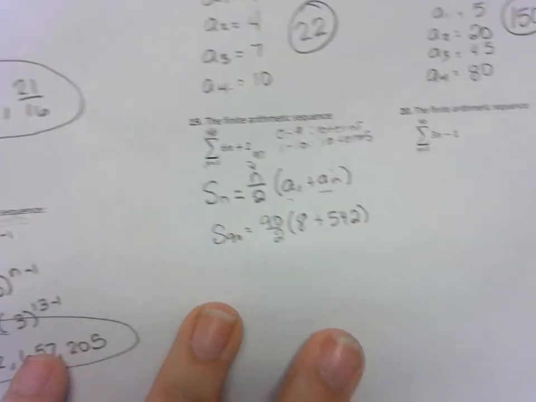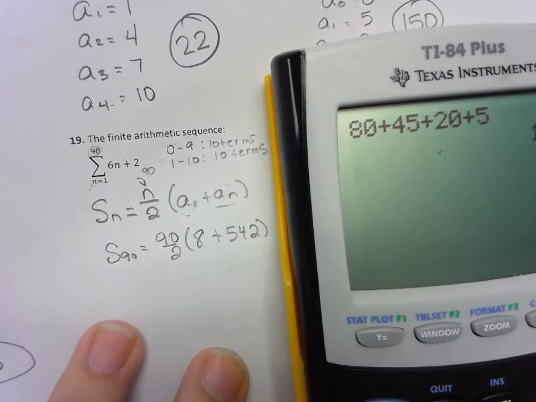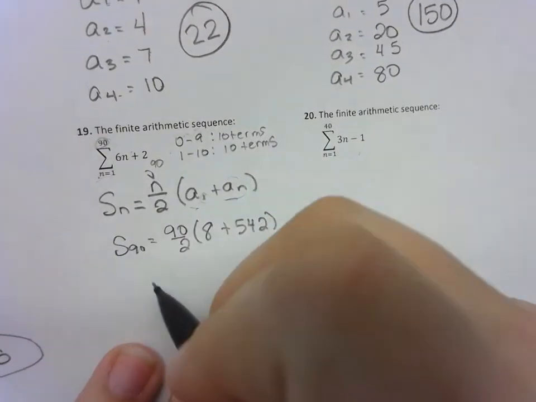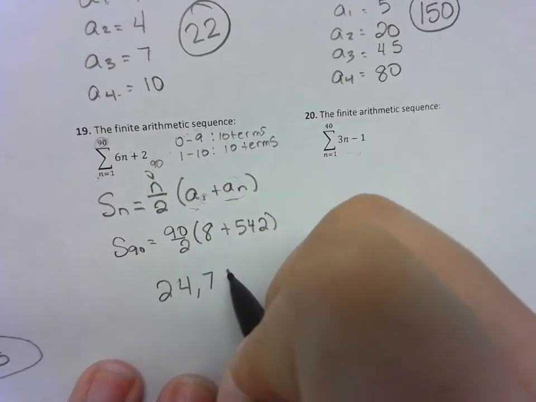Put that into your calculator exactly as you see it. Alpha y equals 1, 90 over 2, parentheses, that would be 550. Good chat. So your final sum here would be 24,750.